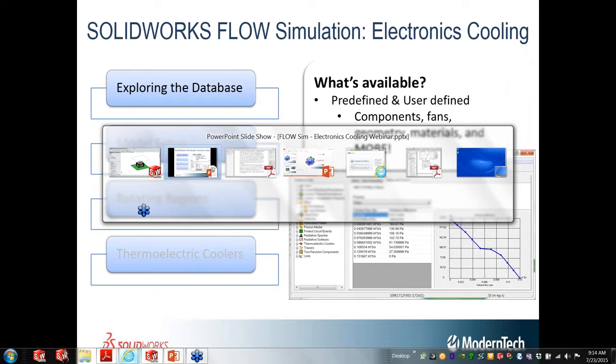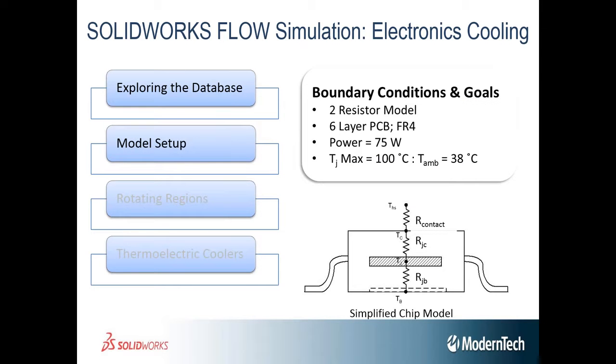Next, I want to look at setting up a model. Now, what we're going to do here is we're going to apply a 2-resistor model to a CPU. We're going to use a 6-layer board with FR4 as the insulator. We're going to apply a 75-watt load to that CPU. And then we want to make sure that our junction temperature of 100 degrees C, our max junction temperature, isn't exceeded. And finally, we have an ambient condition of 38 degrees Celsius, or roughly 100 degrees Fahrenheit.